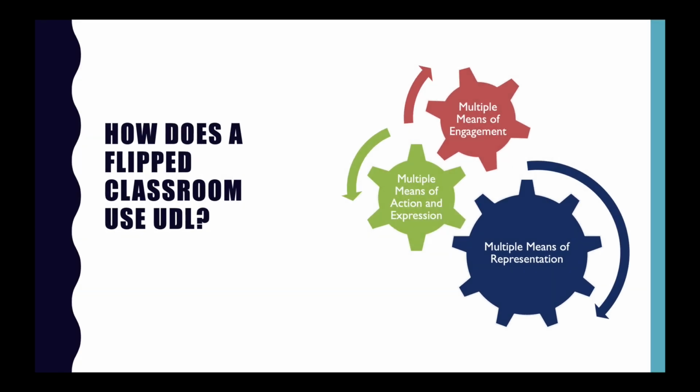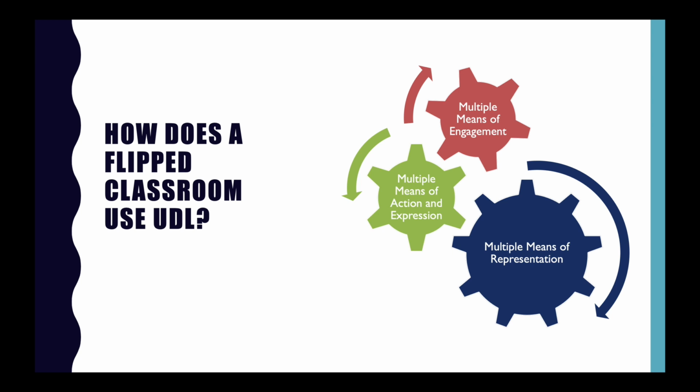So how does the flipped classroom use UDL? To begin with multiple means of representation, when using the flipped classroom, the material is presented in numerous ways, including video clips and auditory information. During the material that is being presented, students have the ability to control how they see and hear the information, meaning graphics can be enlarged, sound can be amplified, and key portions of the video can be paused and replayed as needed.